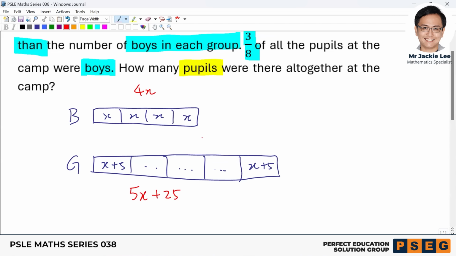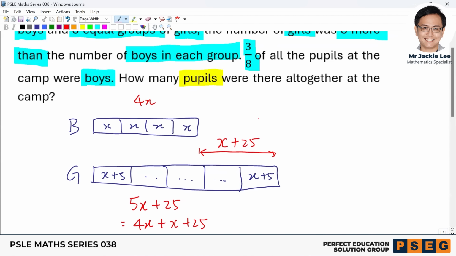Now, in fact, this one we can actually split into 4X plus X plus 25. So in other words, this part will be X plus 25, am I right? This one is just X plus 25, right? Now, overall the boys occupy 3/8. So in fact, this is 3/8. Overall, then this is obviously 5/8.